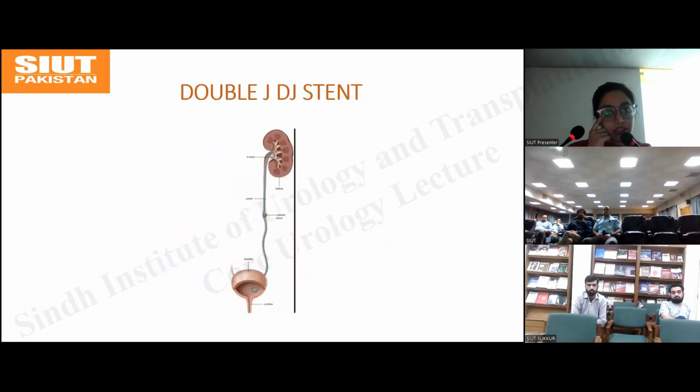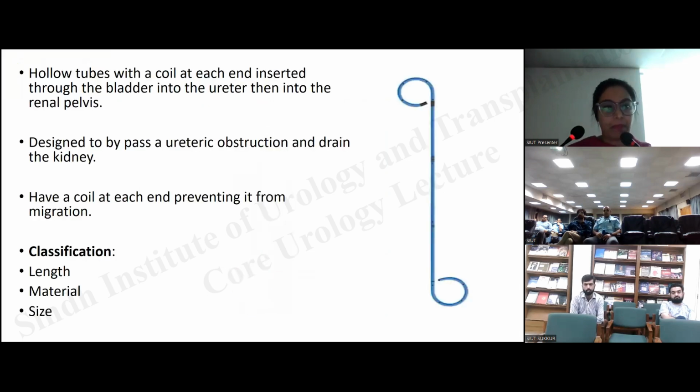Moving on to double J stent, the second topic of our presentation. It is a hollow tube with a coil at each end, inserted through the bladder into the ureter, then into the renal pelvis. It is designed to bypass a ureteric obstruction and drain the kidney. Having a coil at each end prevents it from migration. Its classification is based on length, material, and size.